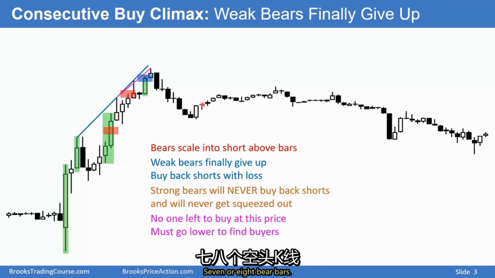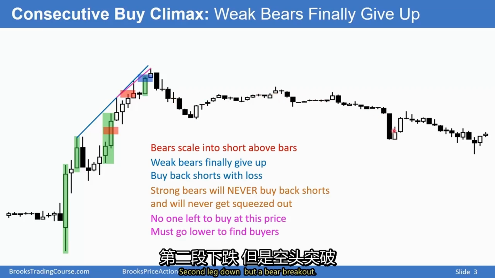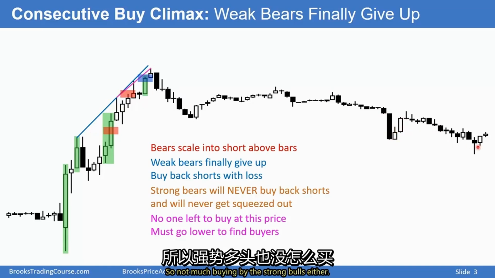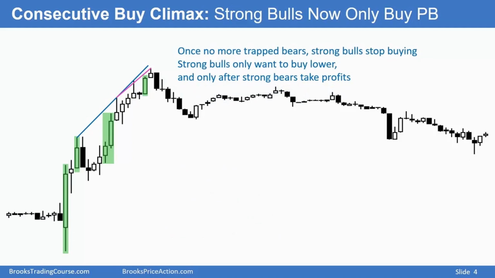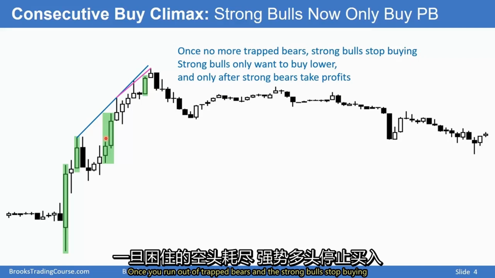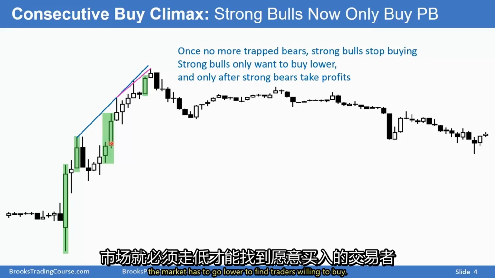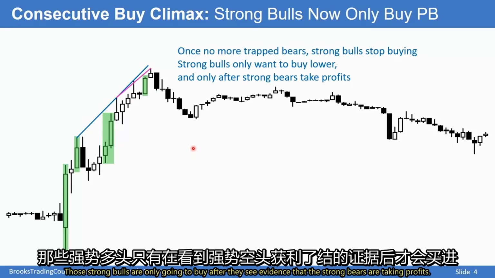7 or 8 bear bars, the bulls did not buy. They expect a second leg down. Second leg down, but a bear breakout, they expect more down again. So not much buying by the strong bulls either. Once you run out of trapped bears and the strong bulls stop buying, the market has to go lower to find traders willing to buy. Those strong bulls are only going to buy after they see evidence that the strong bears are taking profits.